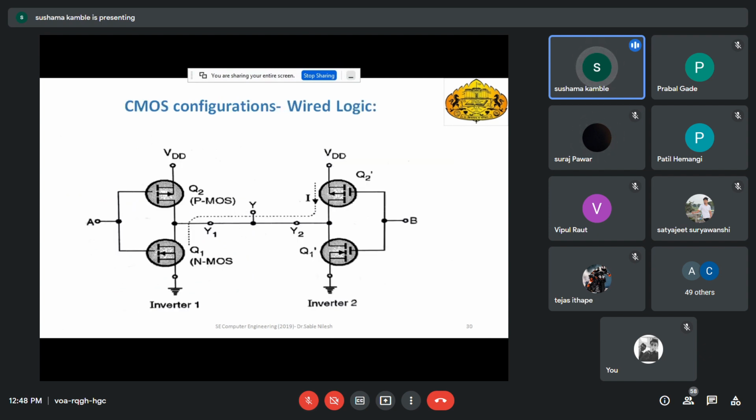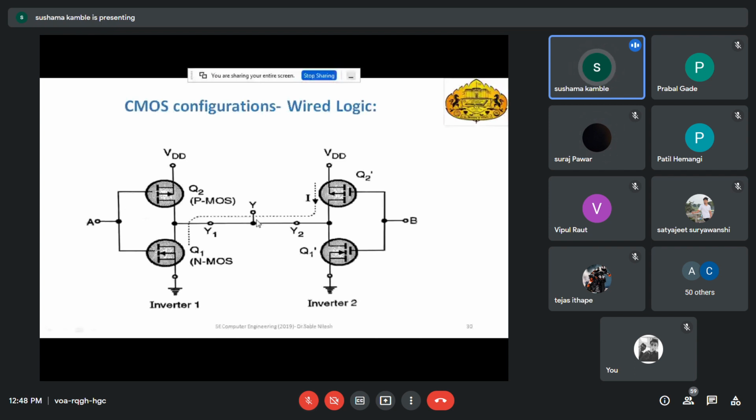Now, this is about the CMOS configuration in case of wired logic. We have to observe whether we can wire the CMOS outputs. This is inverter 1 and this is inverter 2. The outputs of these are wired together. That is, ANDing is done.